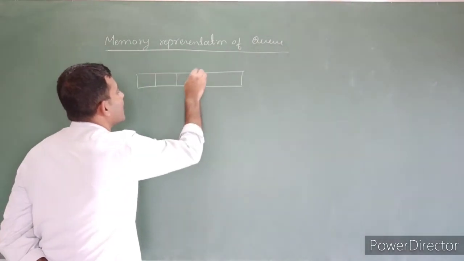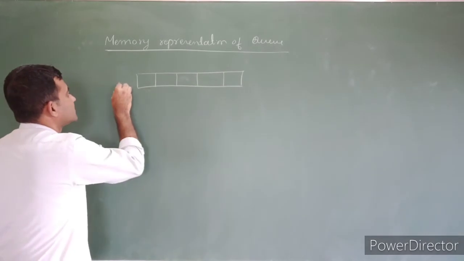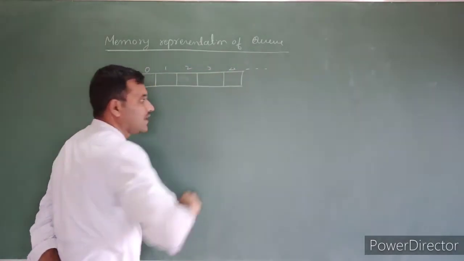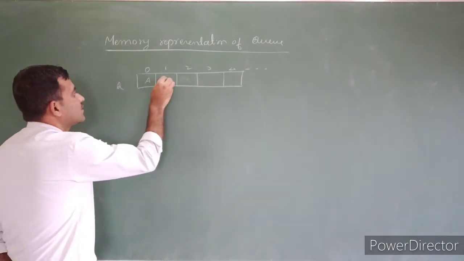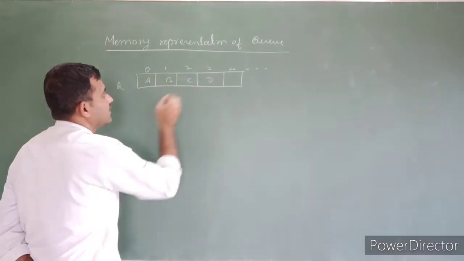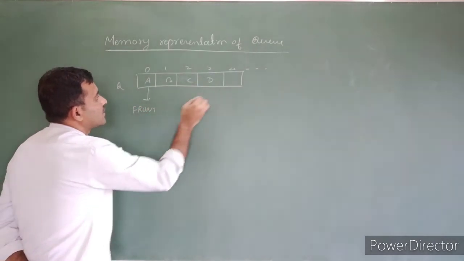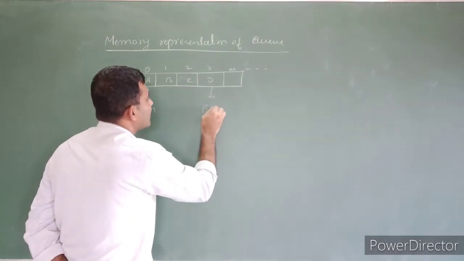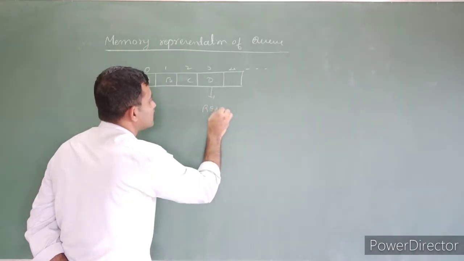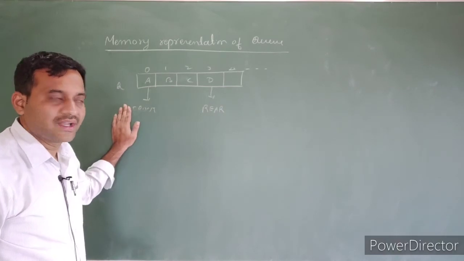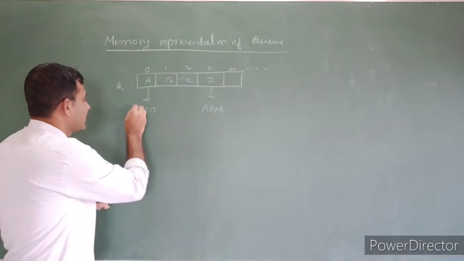Q is an array, having n number of elements. 0, 1, 2, 3, 4 and so on are the index values. Elements are A, B, C, D. Then this one is the front end. This one is the rear end. We know that elements are deleted from the front, and elements are inserted from the rear.